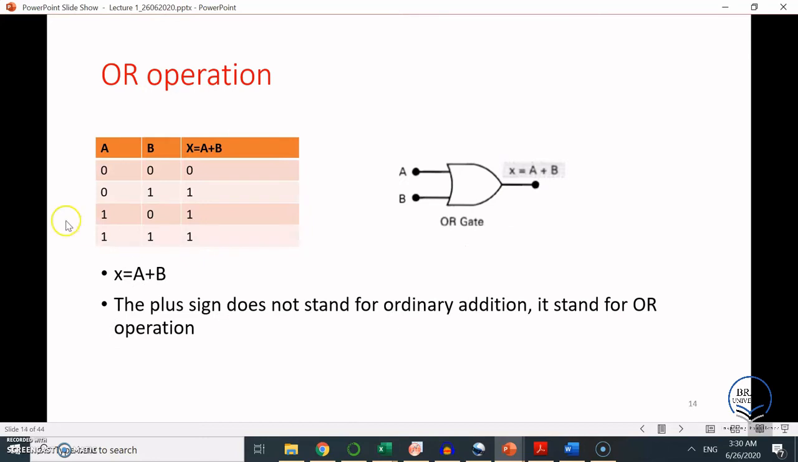OR operation. So we have the truth table here. This is A and B, that means we have two inputs, and we have X, which is the output. This is the symbol of the OR operation. So we have A and B, and as output we have A or B, not the plus. So X equals A or B. The plus sign doesn't stand for original addition, it stands for OR operation.